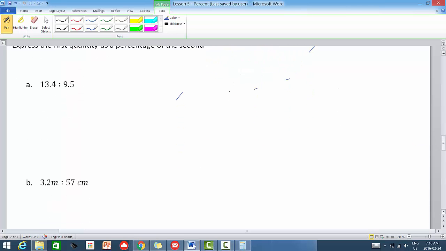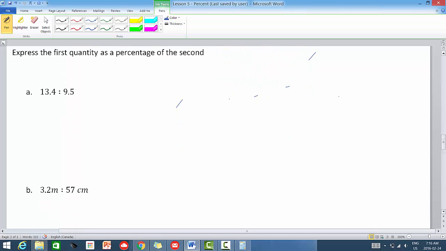All right. Moving on. Express the first quantity as a percentage of the second. Okay. So 13.4 to 9.5. So these are our ratios that we have. Expressing the first quantity as a percentage of the second. First, we're going to put it into a fraction.